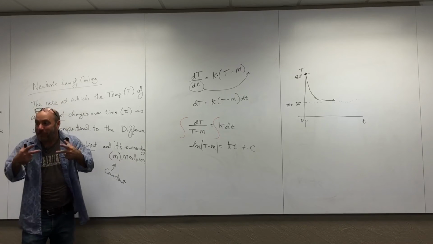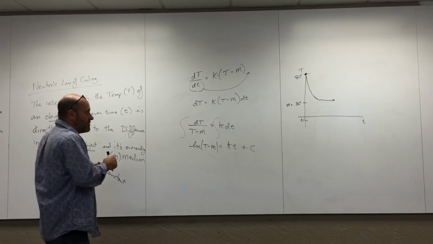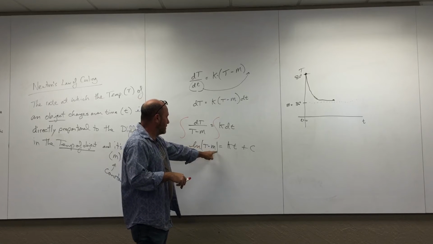Okay, we're trying to solve for capital T, I think. We'd have to add a constant to the other side too, right? Okay, what do you mean? Hold on. ln T minus m plus c.